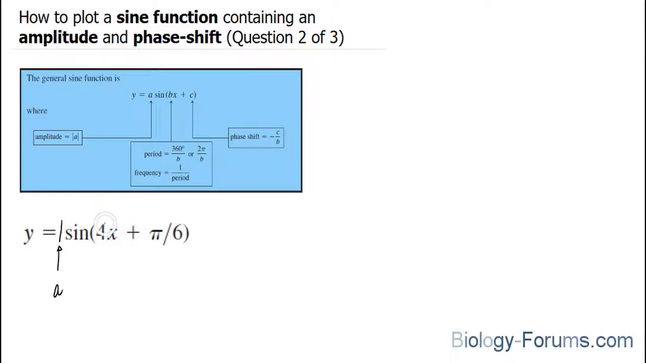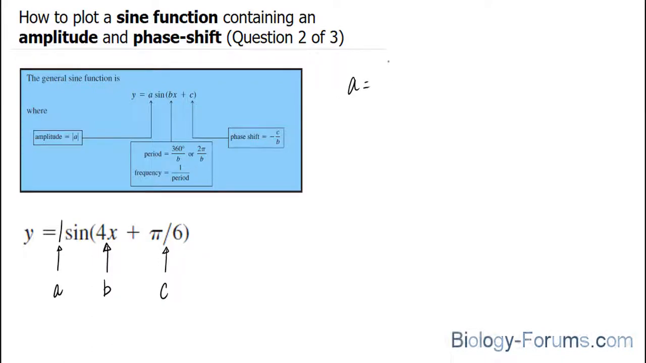This number right here that is connected to the variable x represents your B. And this number right here will help us find the phase shift that will be represented as our C value. Now, given that you have a pi here, you can assume that this equation is configured in radians and not in degrees. And the reason why I'm pointing that out is because it will help us determine which of the two period formulas we will use.